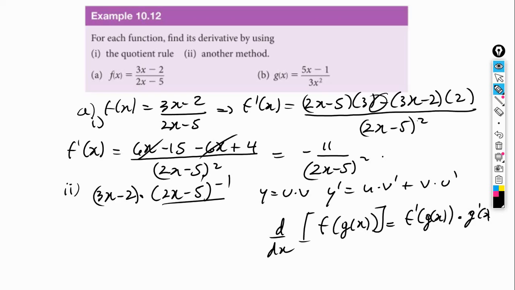Okay, so for the product rule, we would say u stays the same. So 3x minus 2 stays the same, but we have to multiply it by the derivative of this, for which we have to apply the chain rule. So it would be negative 1 times (2x minus 5), don't change the inside, to the power of negative 2, times the derivative of the inside, which is 2.